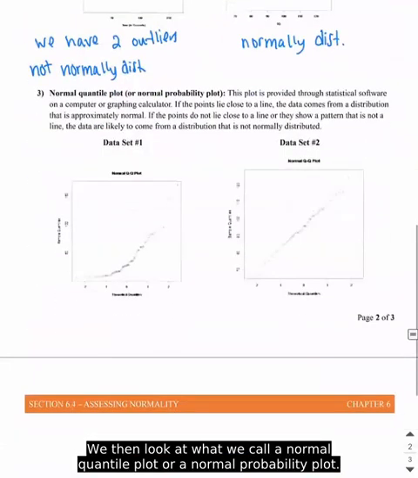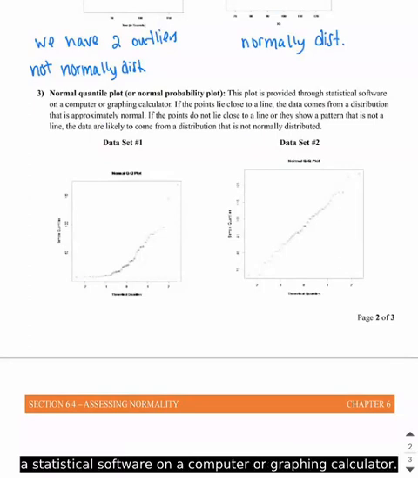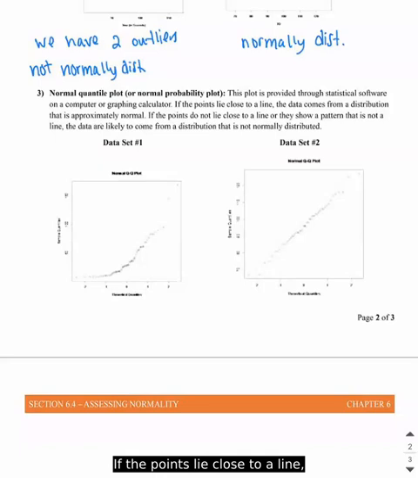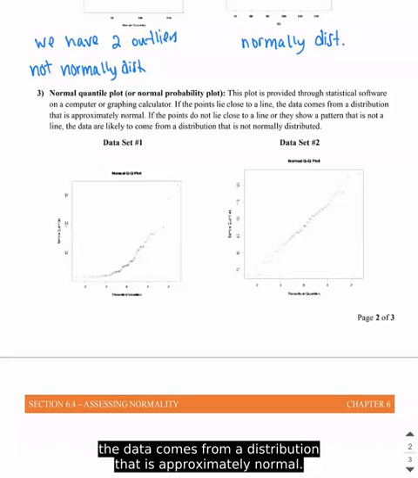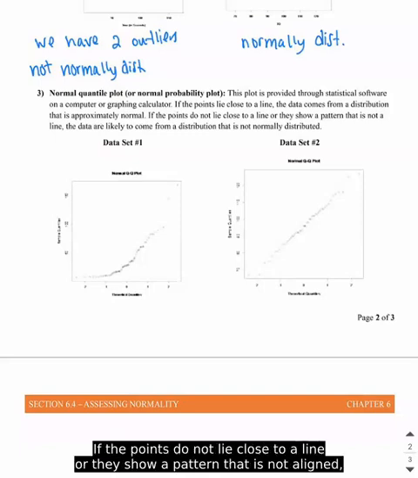We then look at what we call a normal quantile plot or a normal probability plot. This plot is provided through statistical software on a computer or graphing calculator. If the points lie close to a line, the data comes from a distribution that is approximately normal. If the points do not lie close to a line or they show a pattern that is not a line, the data are likely to come from a distribution that is not normally distributed.